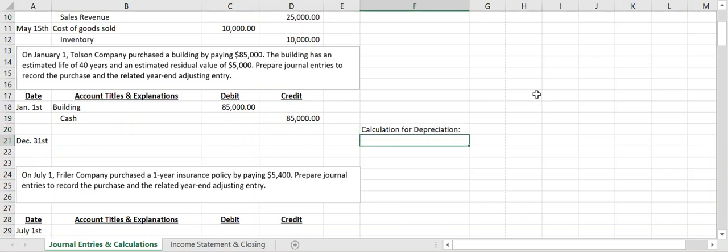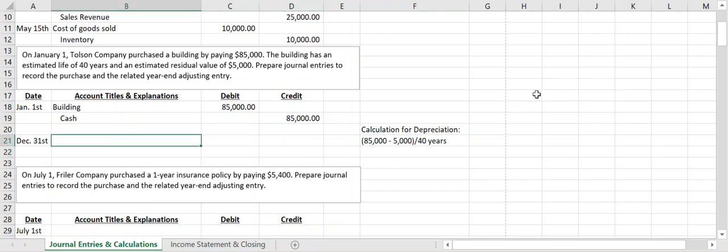we're going to assume the straight line method here. In order to do the straight line, we have to take the initial cost of the asset, the $85,000, minus any residual value, meaning what we think we can sell the asset for at the end of its useful life. And we divide it by its total useful life in years. In this case, it's 40 years.